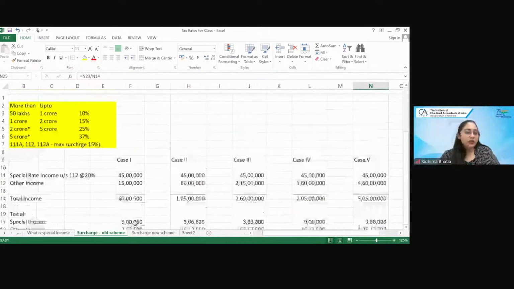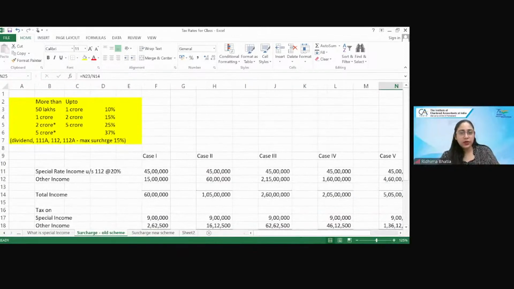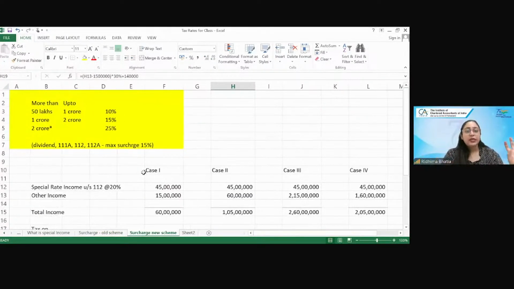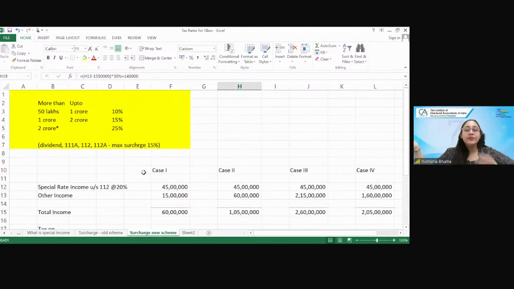Very good. Now, is the surcharge part clear? Sorted. Now let's move to the surcharge as per the new scheme. In the new scheme, surcharge is similar, absolutely similar. Just here there is no 37%. Here the maximum surcharge is 25%.